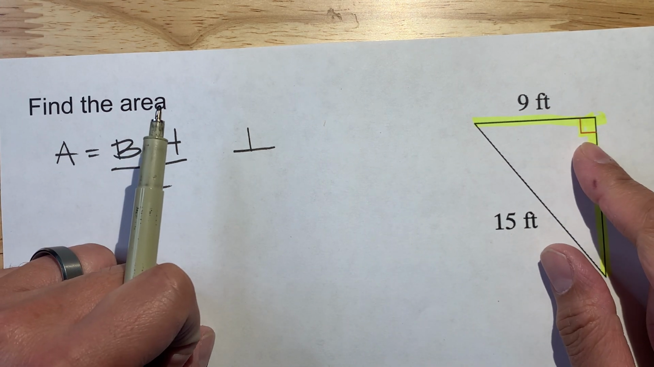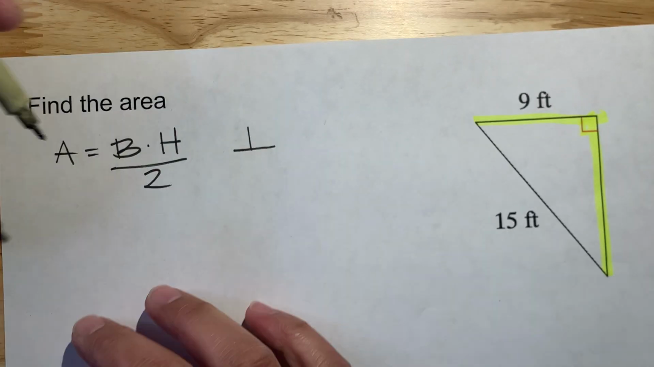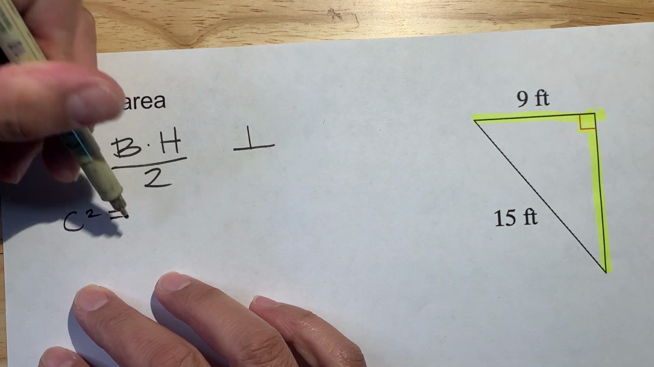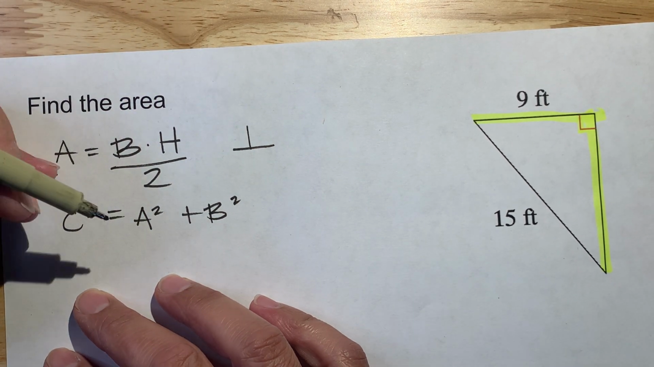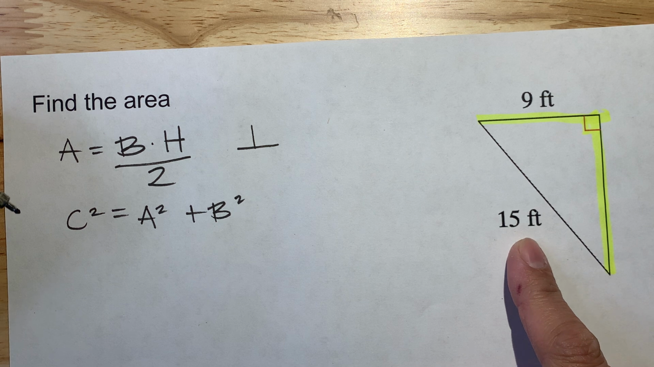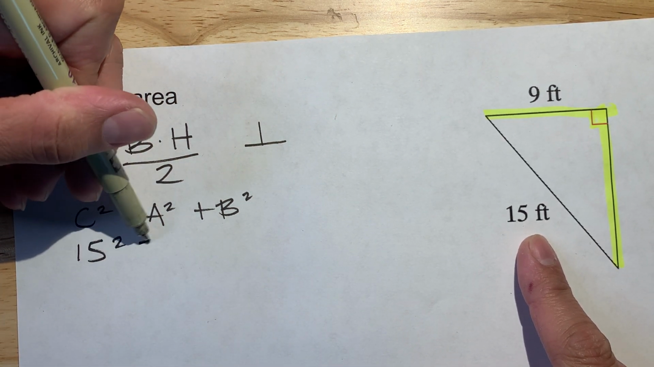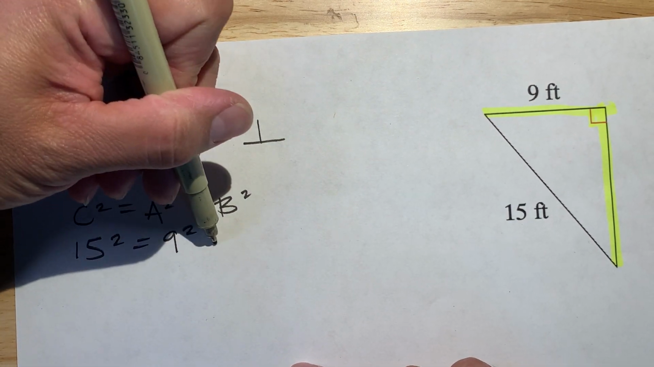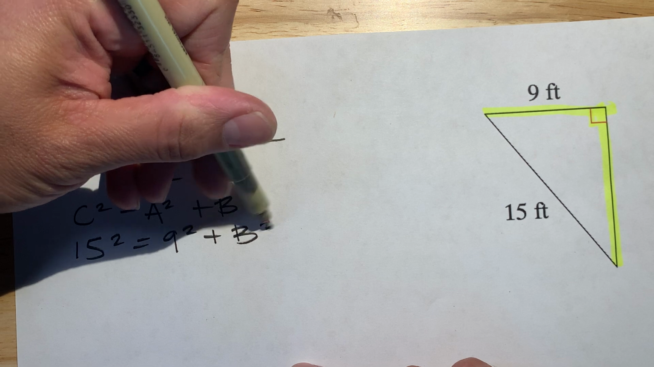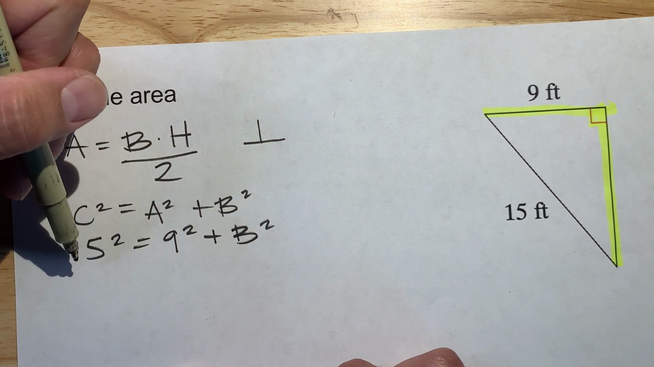Well, look, it's a right triangle. What formula do you know works with right triangles and only right triangles? Ha! Pythagorean Theorem. C squared equals a squared plus b squared. And c is always the hypotenuse. And look, we have the hypotenuse. The hypotenuse is 15, so I'm going to write 15 squared. One of our legs is 9, so I'm going to write 9 squared plus b squared, which is this other side. And then I'm just going to work it out.